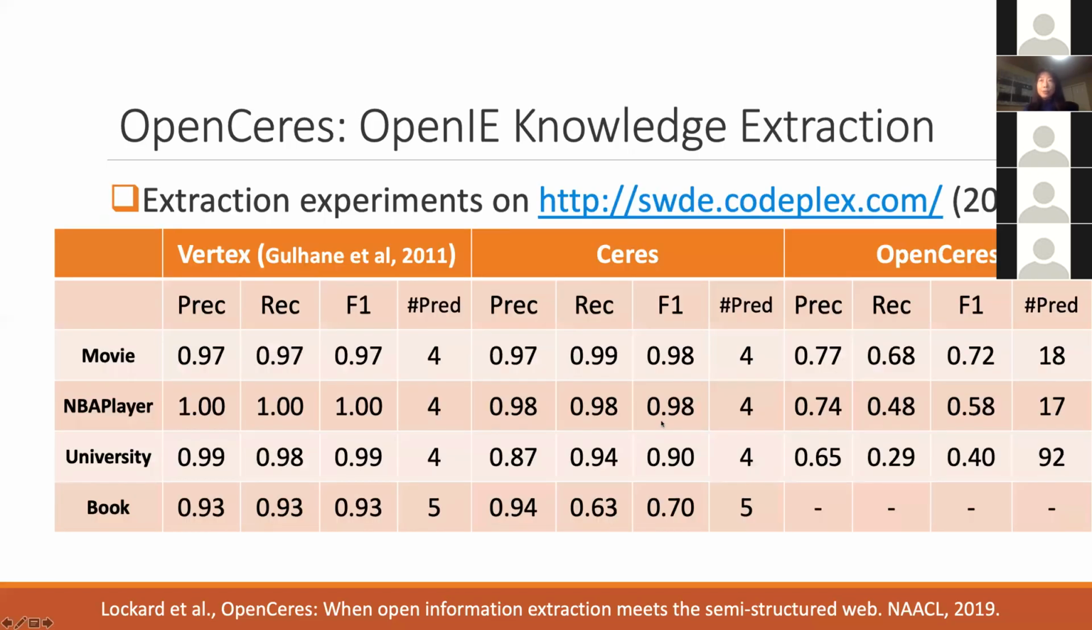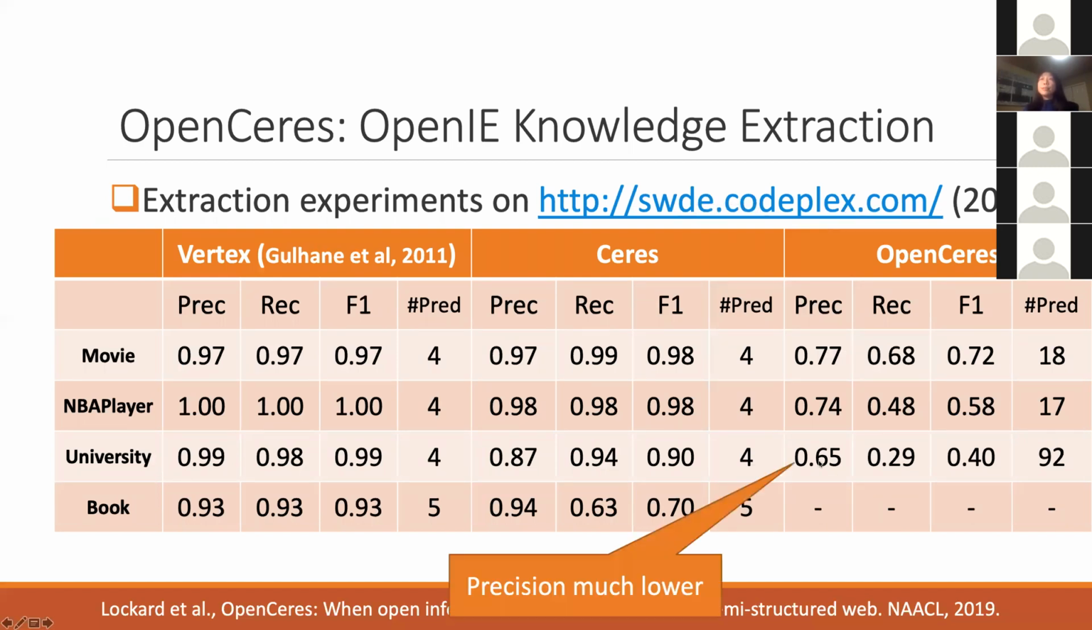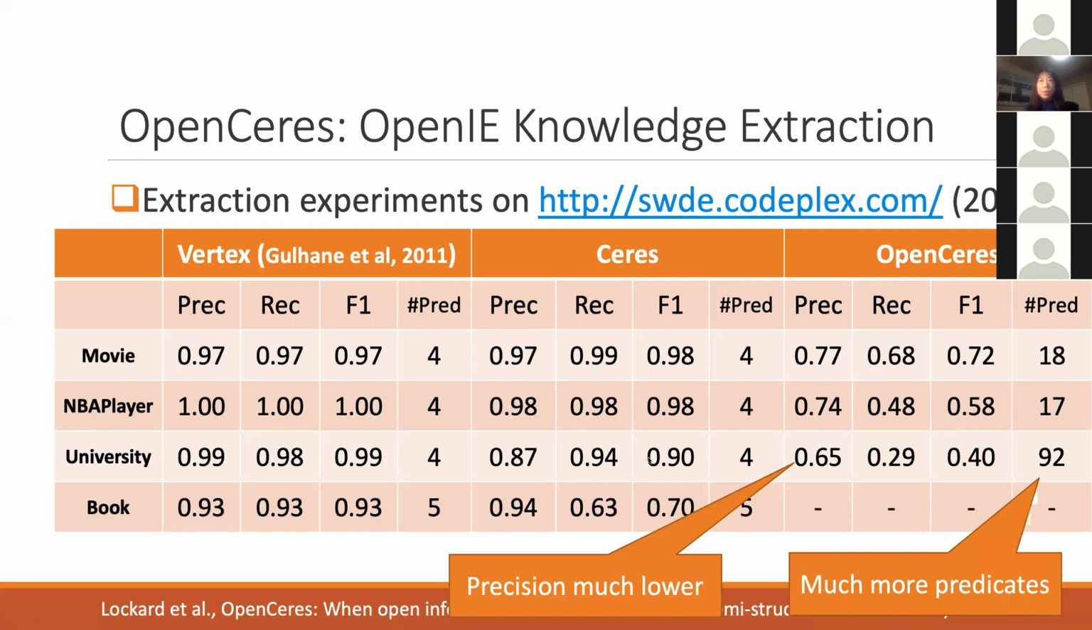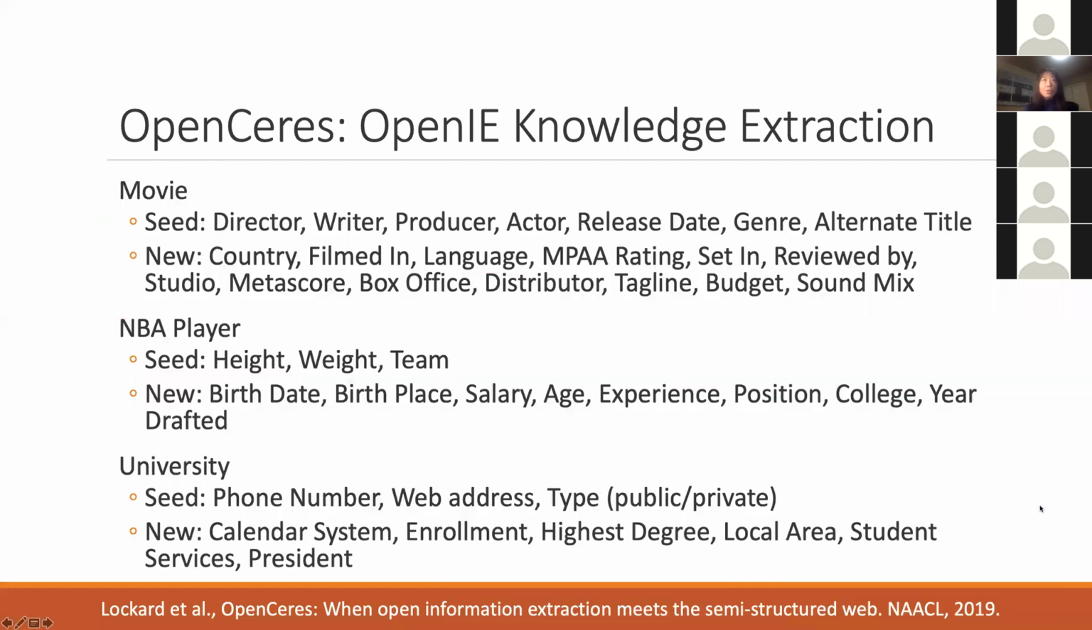To give you the details, again, this is on the SWDE benchmark, and we can see that the precision is lower, but we get a lot more new attributes. It used to be only 4 or 5 attributes, and now it is 10x. To show you some examples, for NBA player, our seed predicates are height, weight, and team. That's what we have in the seed knowledge graph. And we are able to identify new attributes from the 10 NBA player websites about birth date, birthplace, salary, age, experience, position, college, year drafted, and so on and so forth.